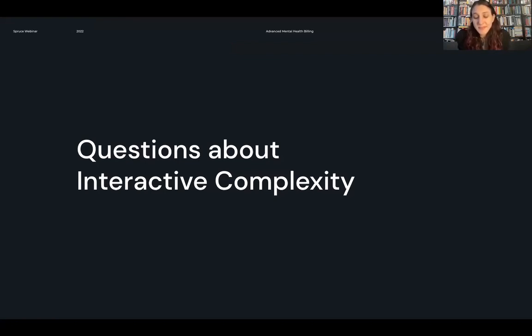Can you use interactive complexity during an intake code? Yes. There you go.